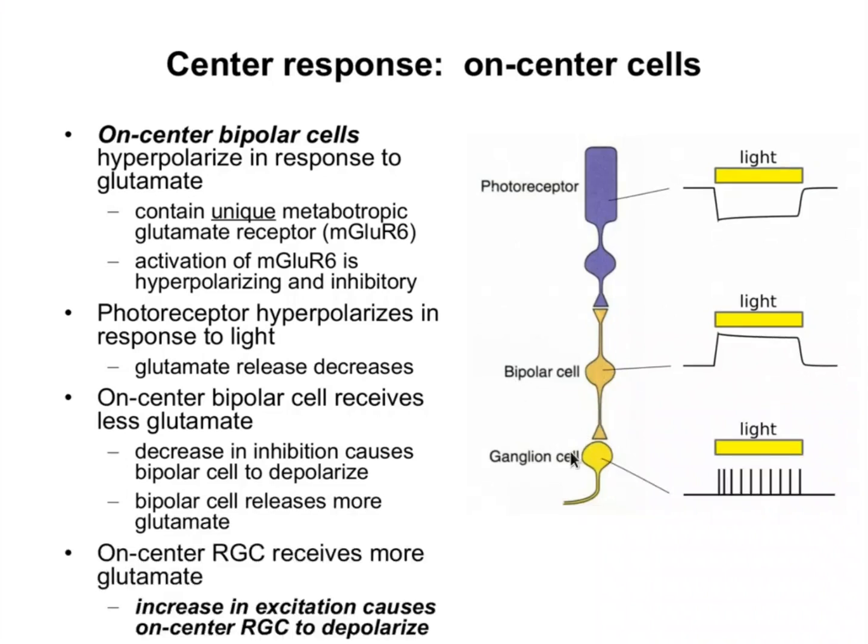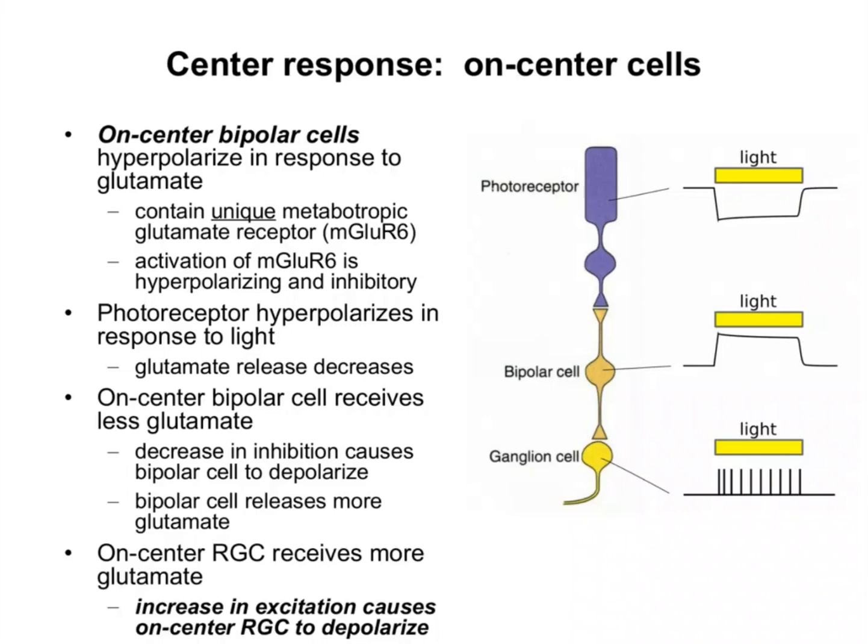And because the retinal ganglion cells all contain conventional ionotropic glutamate receptors, kainate or AMPA type glutamate receptors, when the on-center bipolar cell depolarizes and increases its glutamate release, it's going to depolarize the on-center retinal ganglion cell to cause an increase in firing in the on-center retinal ganglion cell.